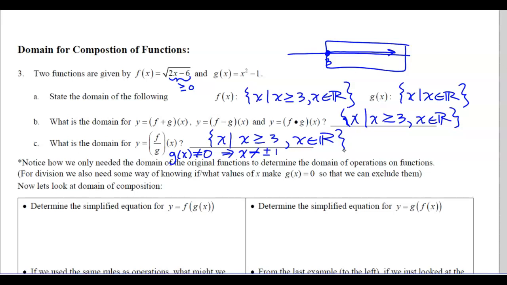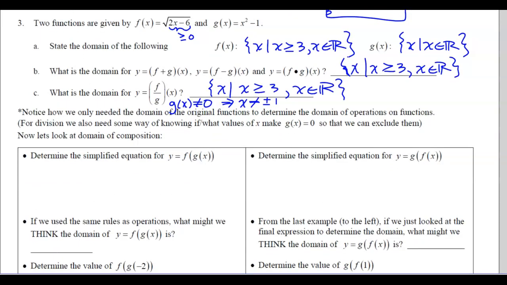So now notice how we only needed the domain of the original functions to determine the domain of operations. For division, we also need some way of knowing what values of x make the denominator, g of x in this case, equal to 0, so we can exclude them.